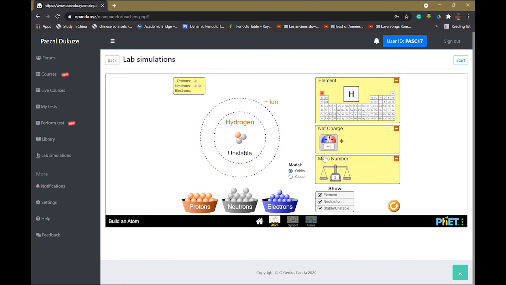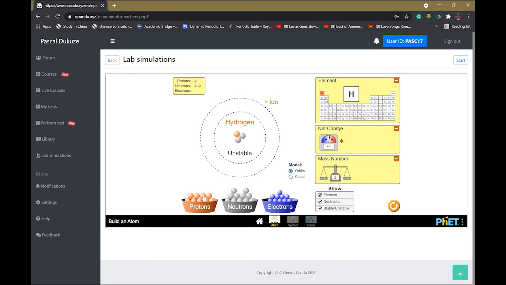If we remove the electron, you can see now, because the atom has lost a single electron, it is an ion and its charge is 1, but the mass doesn't change. Remember, the mass is concentrated in the nucleus, so the electrons are not considered when determining the mass. And you can see that this isotope is unstable.